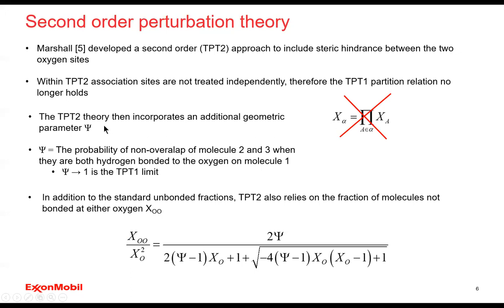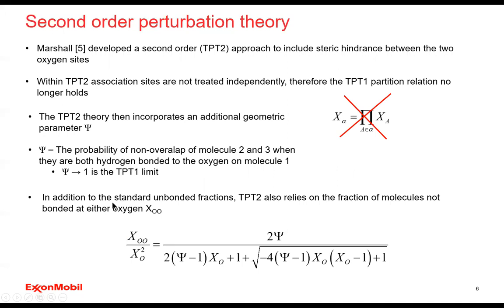And also within TPT2, you end up with an additional geometric parameter, psi, where psi is equal to the probability of non-overlap of molecules 2 and 3 when they are both hydrogen bonded to the oxygen on molecule 1. So for psi equal to 1, that means the probability of non-overlap when 2 molecules are hydrogen bonded to another molecule is 1, and that is in fact your first order limit.